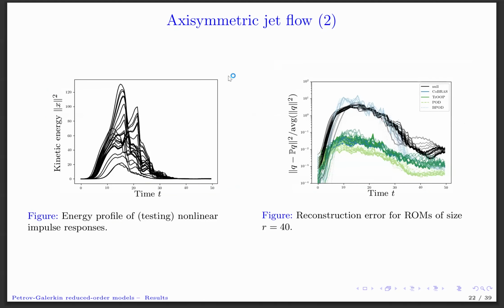Okay, so what we do is we train all the aforementioned methods here: Cobras, Troop, POD, and balanced truncation, using impulse responses at different amplitudes. So we poke the flow on the shear layer with different amplitudes, and then we use our CFD solver to generate trajectories. And this is the energy of fluctuations around an underlying steady state that exists for that configuration.